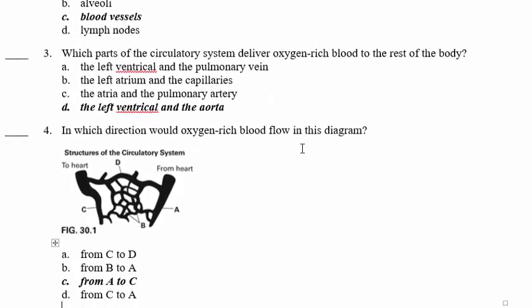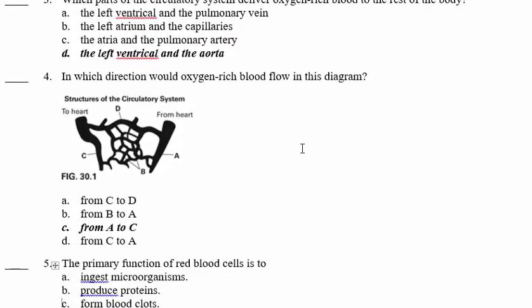In which direction would oxygen-rich blood flow in this diagram? So in this diagram, if you look, you are going to see the heart on the right side and on the left side. So in which direction does the oxygen-rich blood flow? The oxygen-rich blood is going to flow from the heart to the other side.